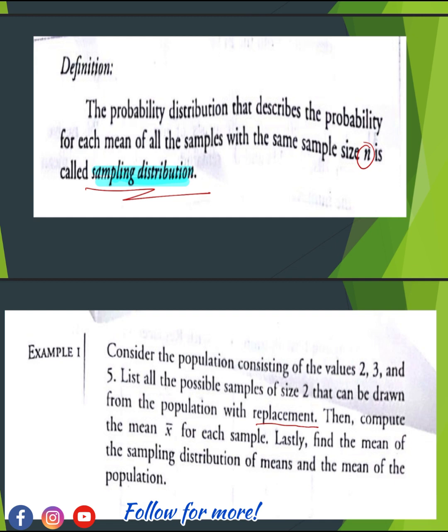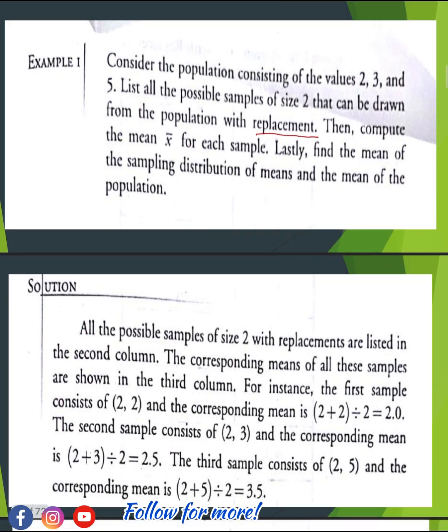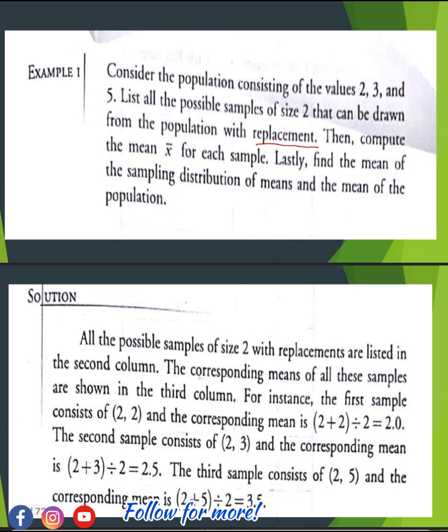Okay, example. Consider the population consisting of the values 2, 3, and 5. List all the possible samples of size 2 that can be drawn from the population with replacement. Then, compute the mean for each sample. Lastly, find the mean of the sampling distribution of means and the mean of the population.